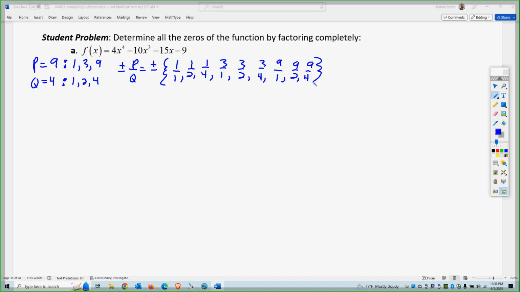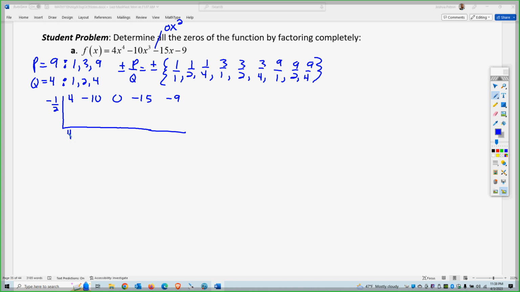Okay, so if I look at the graph, I notice it looks like it goes through approximately negative 1/2 and 3. So I'll try those ones. So negative 1/2. Okay, so 4, negative 10, 0, negative 15, and negative 9, because you notice that there's no x squared term here, so I have to include that.